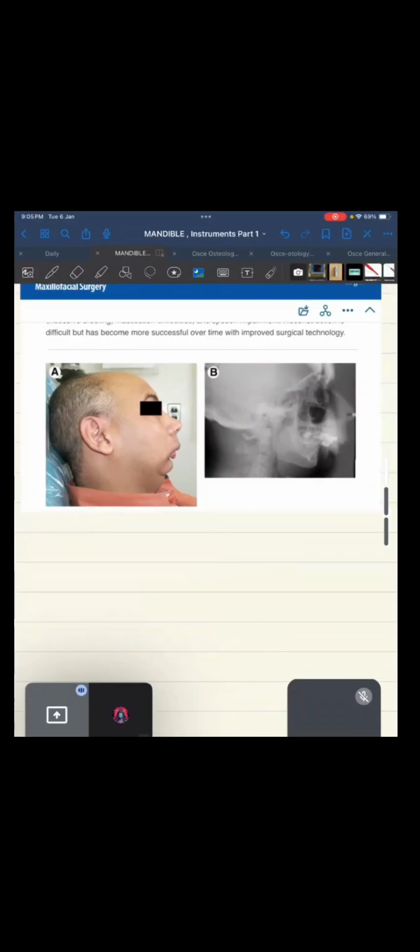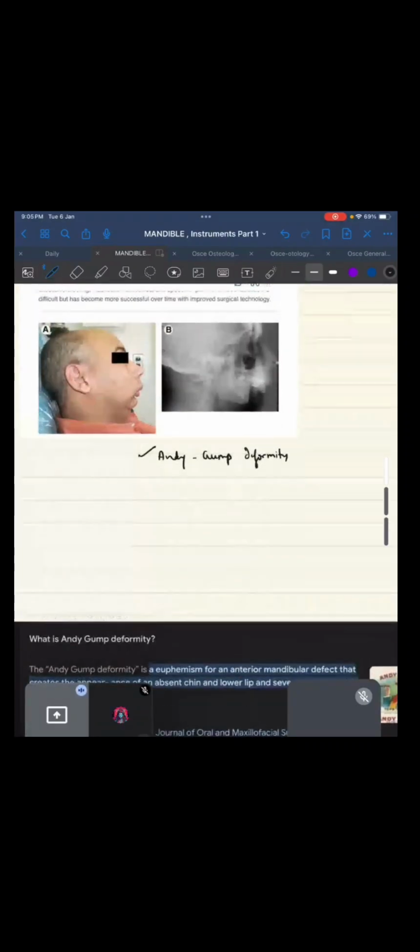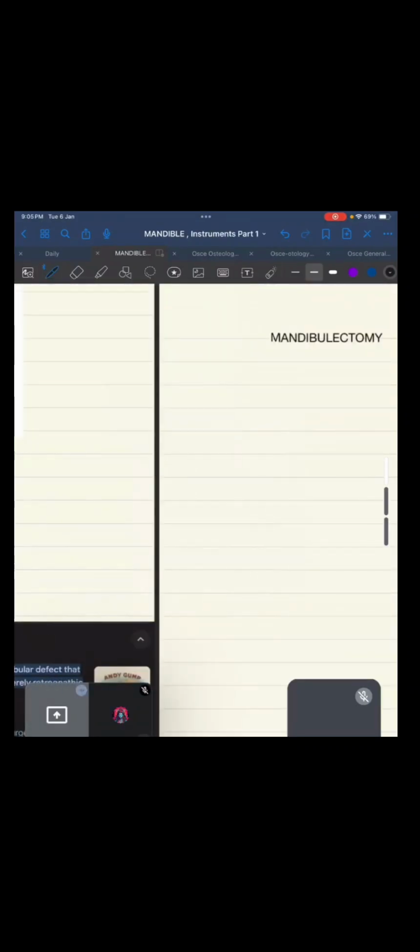I'll minimize it and I'll just write the answer. We will see the OSCE also, which is asked from this section. This is called Andy Gump deformity. This is an individual OSCE in itself. And what is this Andy Gump deformity? This is mentioned over here.